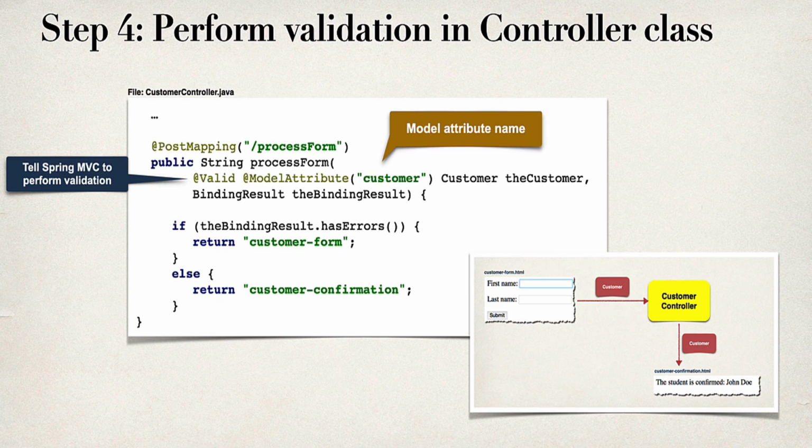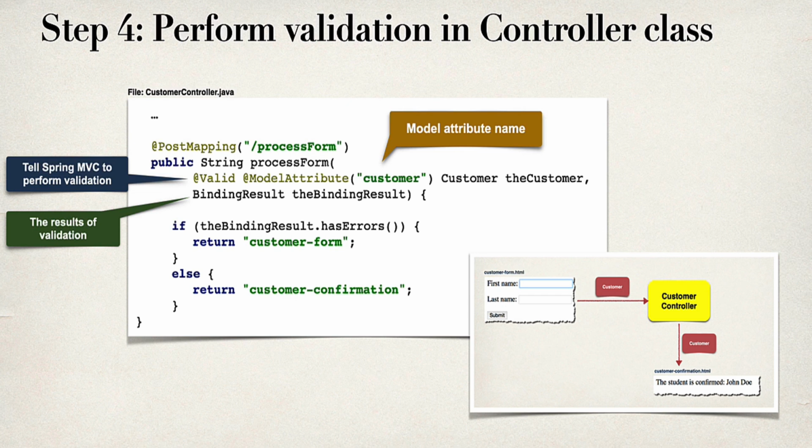And since we're using form data binding, we need to give the reference here to the model attribute named customer. Also, the results of that validation will be placed in this object binding result. So binding result will be the result of the actual validation. So behind the scenes, when Spring calls this method, Spring will actually perform the validation rules using the validator API, and then the results will be placed in the object binding result.